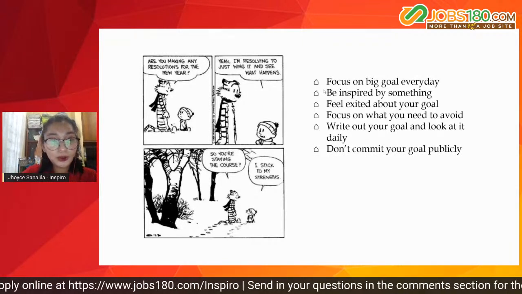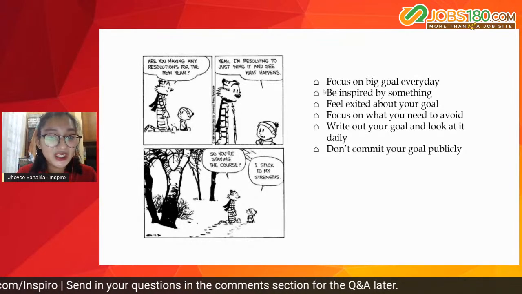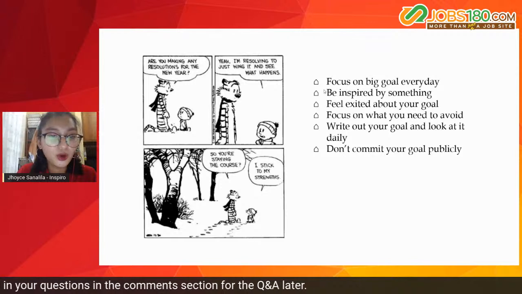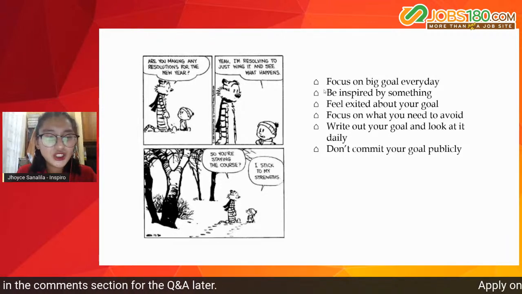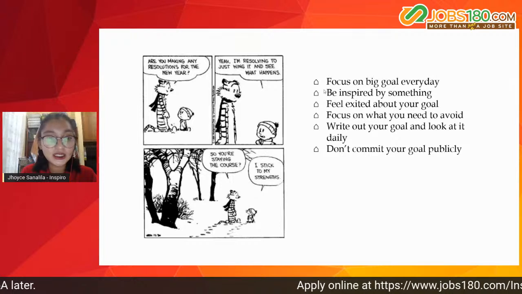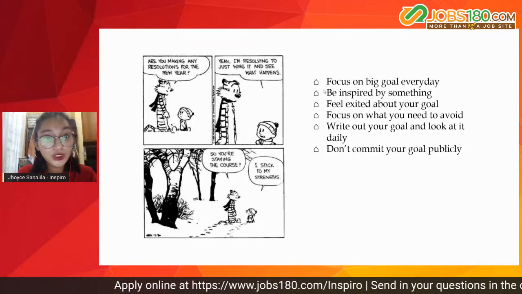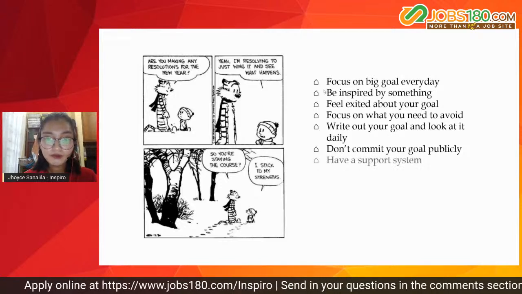Don't commit your goal publicly. While announcing your goal on social media may seem like it holds you accountable, it actually might not. So try not telling anybody what you want to accomplish. Instead, let your actions speak louder than your words so you won't decrease your motivation.